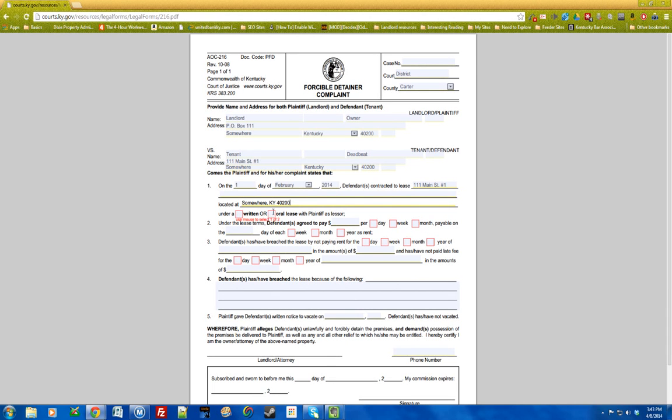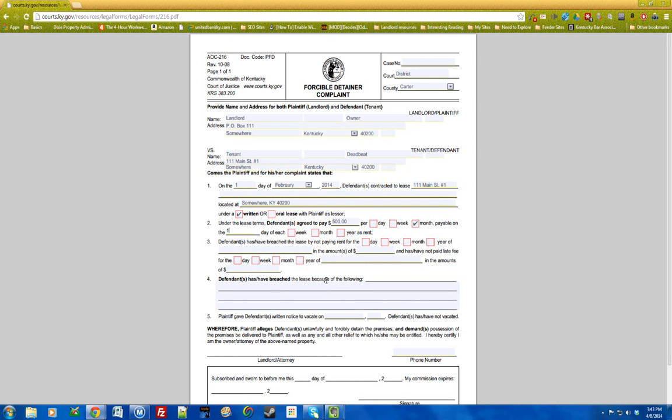Here it's written or oral. You are in big trouble if you have an oral lease. Please, please, please always have a written lease. So here you put whatever it was that they agreed to pay, $500 a month, whatever it was.